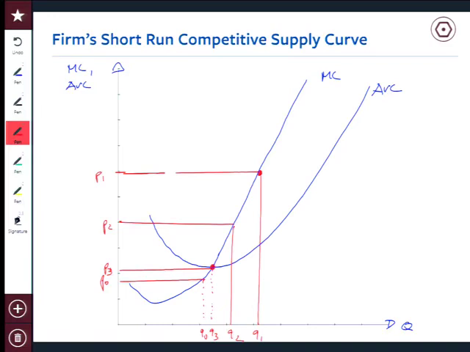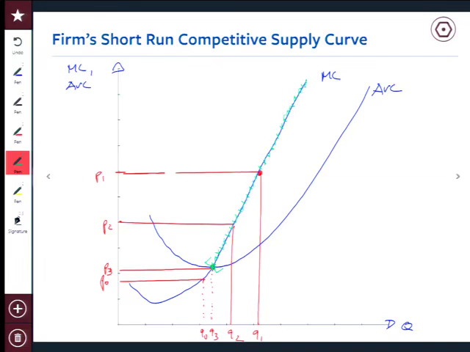Because what I've got now is, at any given price, what's the firm's optimal quantity produced? Well, if that price is above P3, the optimal quantity produced is governed by the marginal cost curve. So the firm's supply curve, which tells me how many units the firm wants to produce at any given price, is simply the marginal cost curve above minimum average variable cost. It starts right here in the short run.